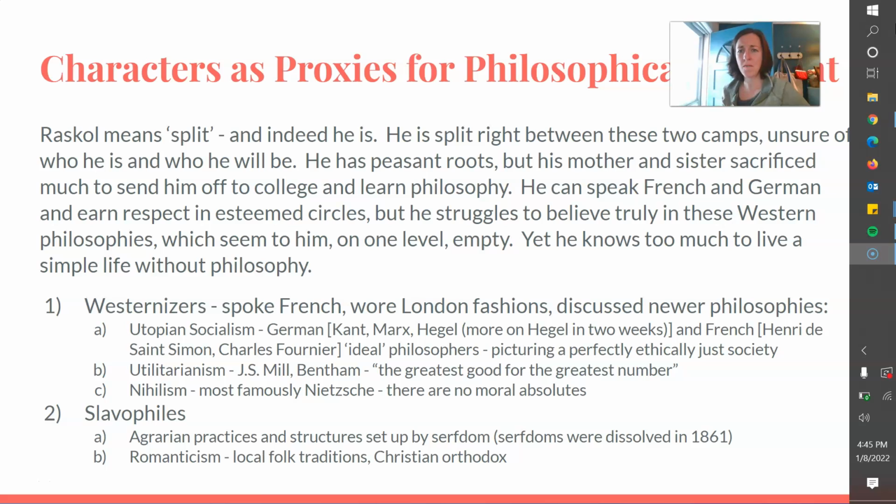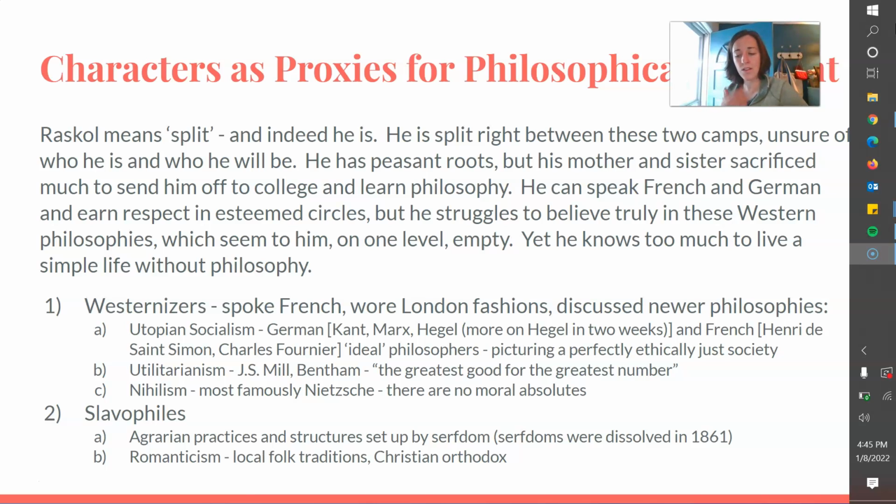He could speak French and German, and he can earn respect in these esteemed circles, the westernizer circles, but he struggles to completely believe in those philosophies, which seem to him on one level empty. Yet he knows too much to go back home, or even to figuratively go back home in his thinking, where his friend can do that more freely, and you'll see that when you meet him.